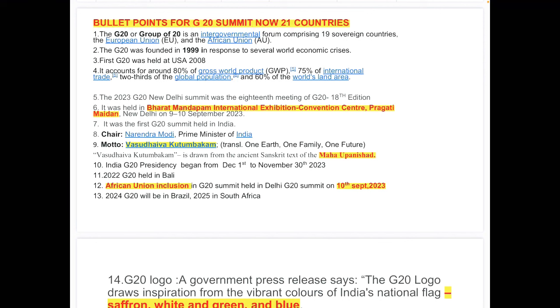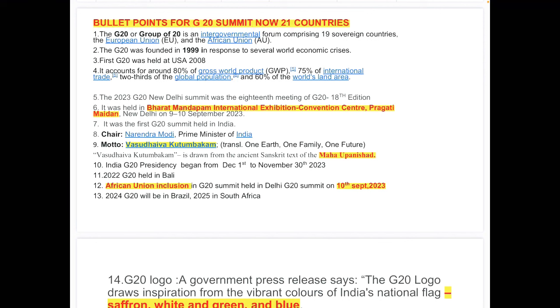The G20 2023 was held in New Delhi, and this is the 18th edition. A question might come: what is the edition of the G20 Summit held in India? Kindly remember that it is 18. It was held at the Bharat Mandapam International Exhibition Convention Centre in Pragati Maidan, New Delhi, on the 2 days, 9 and 10 September.